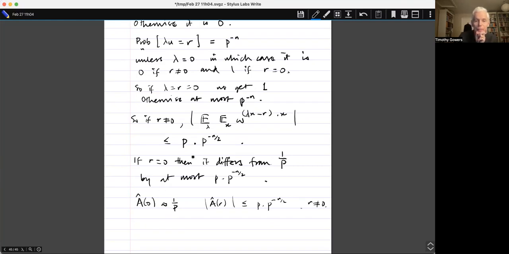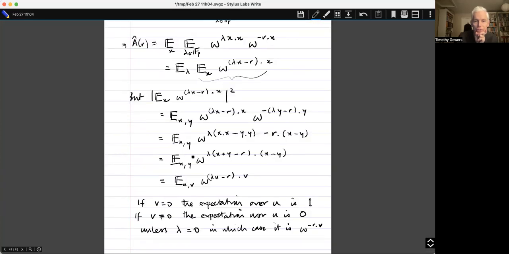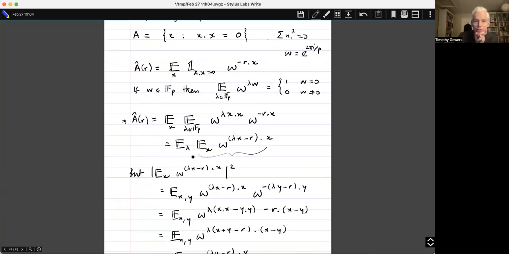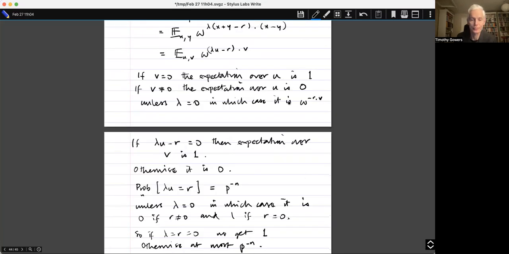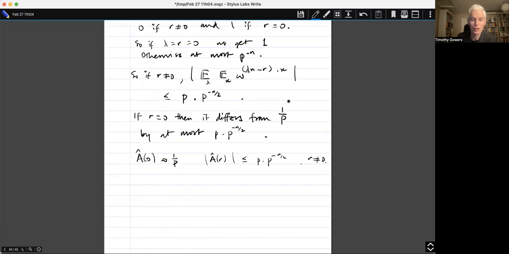So the probability that the sum of the squares of the xi's is 0 is pretty much uniformly distributed, actually, as it turns out. Not terribly surprising. In other words, if I choose a random x, sum up the squares of the coordinates, I'm going to get each possible value with roughly equal probability. In particular, I'll get 0 with probability roughly 1 over p. All the other Fourier coefficients are small, so it has positive density, and those Fourier coefficients are small.